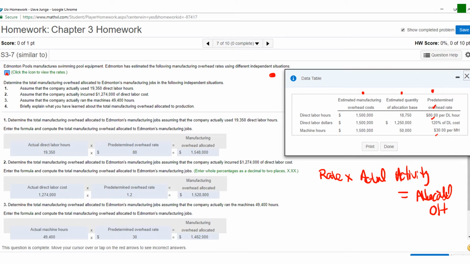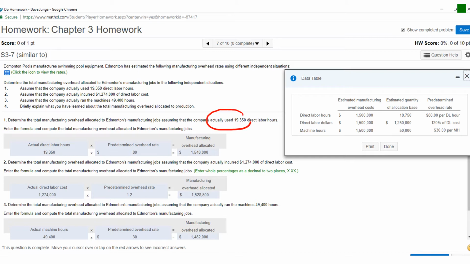Under number 1, you'll notice that they say they want you to use the actual direct labor hours, which they said they actually used 19,350. So you're going to multiply that by the rate of 80, and that gives you 1,548,000.